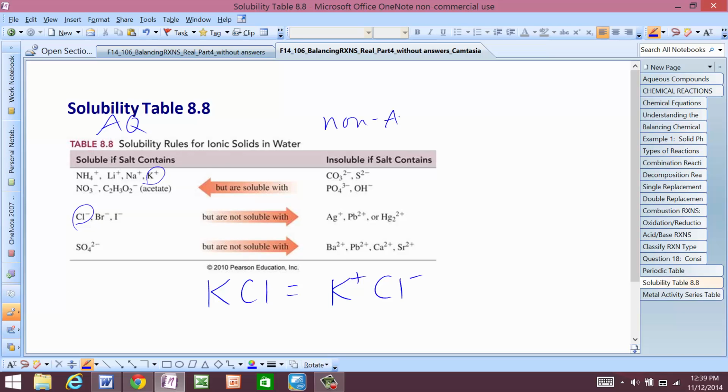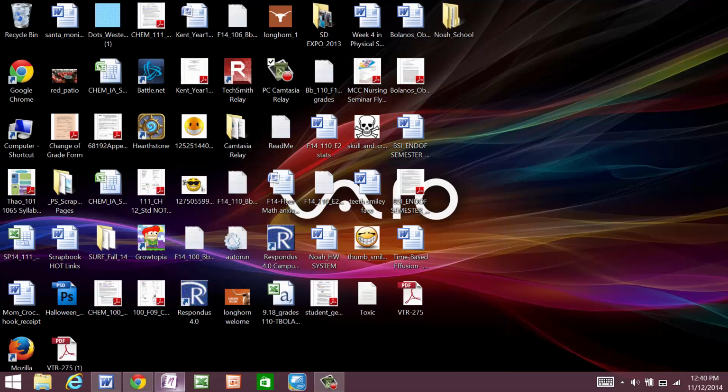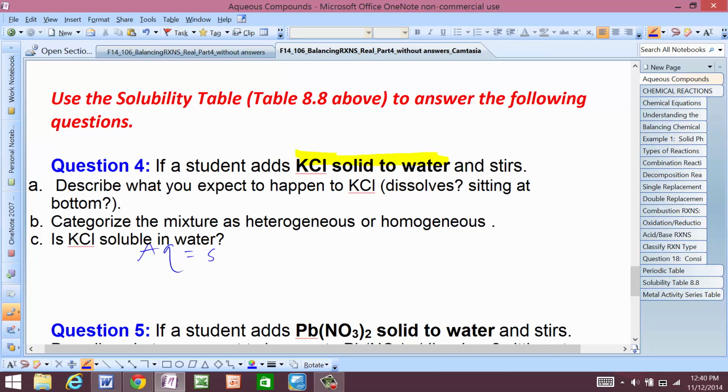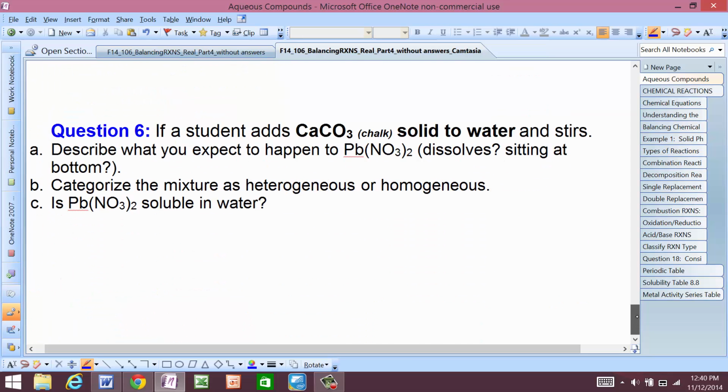So this compound, are you guessing it? It is aqueous. So let's go back over here. I'm going to say aqueous equals soluble. Okay, so this compound is soluble. If it's soluble, that means it's going to be dissolved. And of course if it's soluble and dissolved, you can't even tell the KCl is there, so it's going to be homogeneous.